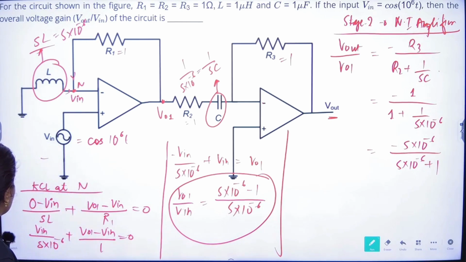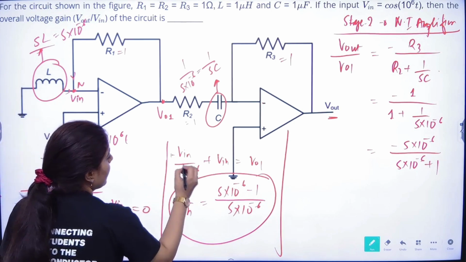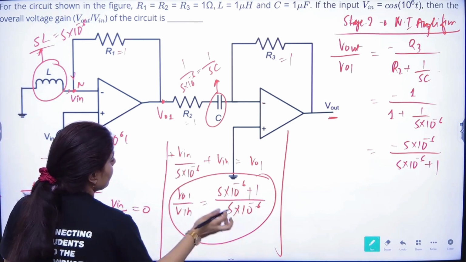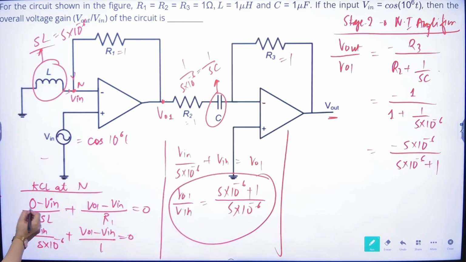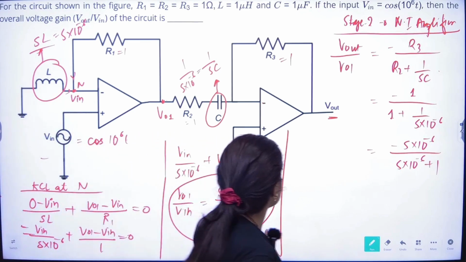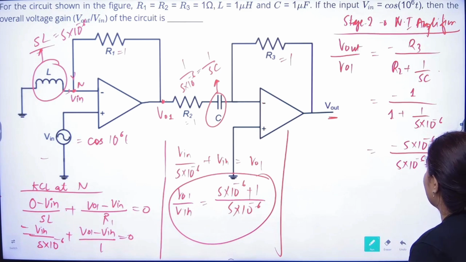There's something wrong. Okay, I forgot this minus, right? So this will be positive only, right? So this is plus. I forgot this minus here. So this was 0 minus V_in. I just took V_in, right? So now we have gains like this.